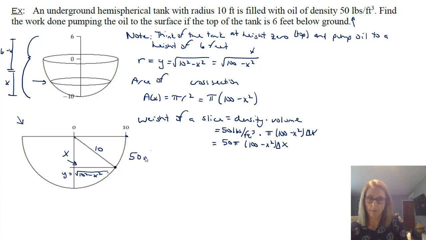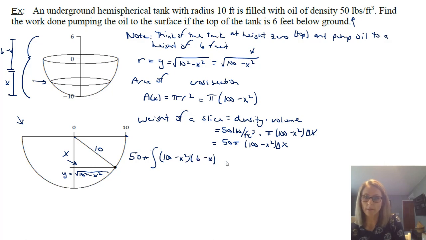We'll have the 50 pi integral sign. Work is force times distance, so we have our (100 minus x squared) with the 50 pi. We also have our distance, which is going to be 6 minus x, and then we have our dx. So this is what we're integrating. So notice it's a little more complicated than our last couple examples because of the fact that the slice is not a constant size.